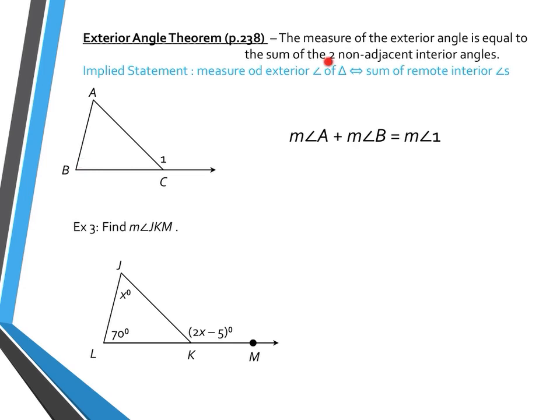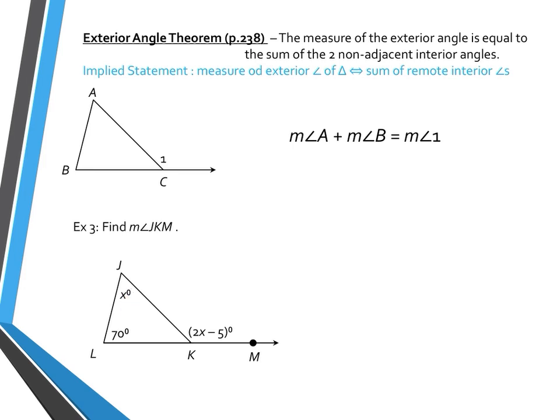And if you'll notice, it says two non-adjacent interior angles. So if this is the exterior angle, then the two non-adjacent, so it's not this angle, would be angle A and angle B in this particular case. So we can say measure of angle A plus the measure of angle B equals the exterior angle, measure angle 1. So let's look at example 3 and see if we can set up an equation that helps us solve for x that ultimately helps us find the measure of angle JKM.